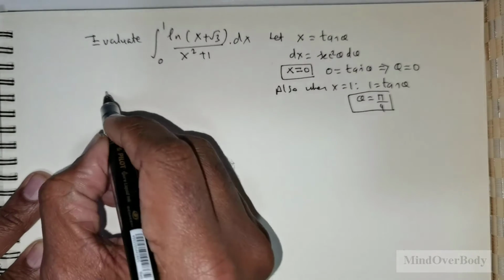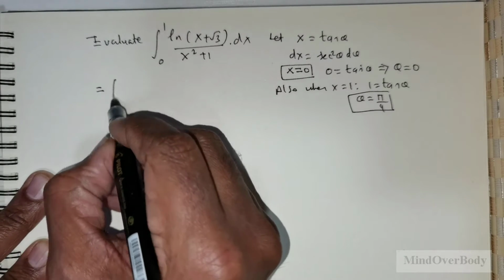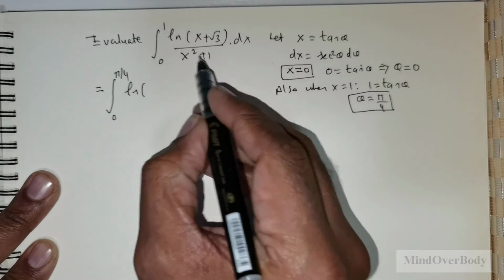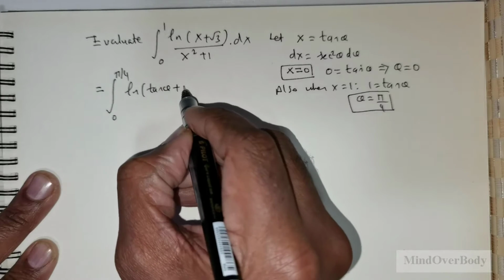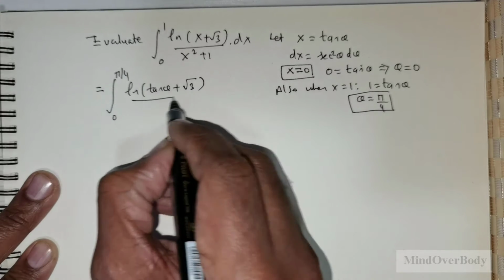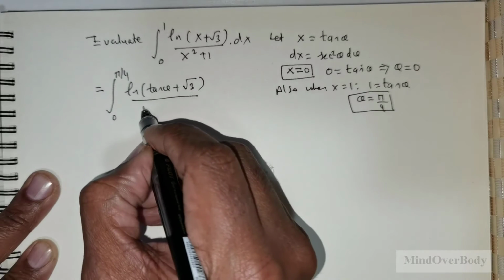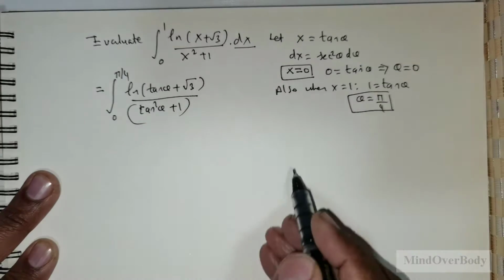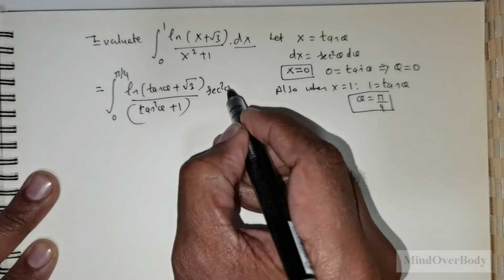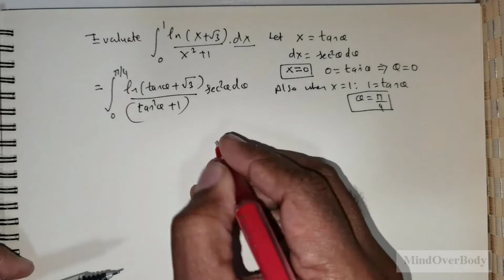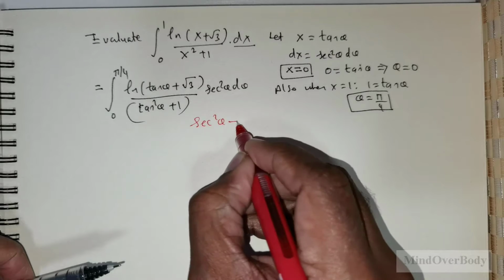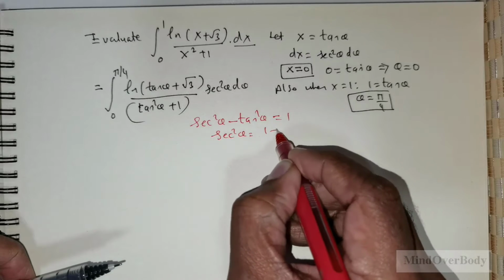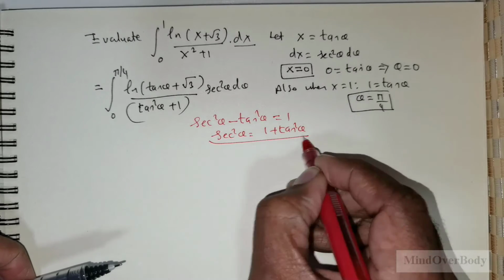So the original integral can now be rewritten as the integral from 0 to pi over 4 of ln of, in place of x I need to substitute tan theta, followed by plus root 3, divided by x squared, which is tan squared theta, plus 1. In place of dx I've got secant squared theta d theta. Now we have a formula: secant squared theta minus tan squared theta is equal to 1, which means secant squared theta is equal to 1 plus tan squared theta.